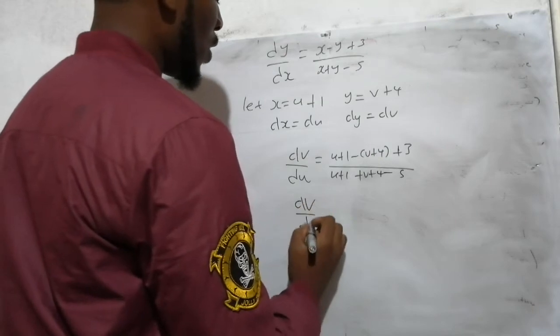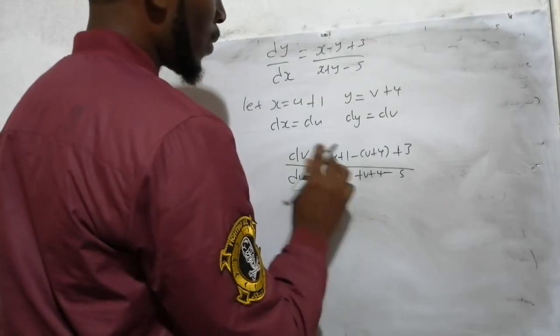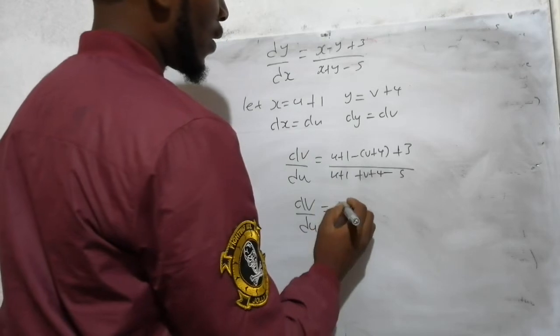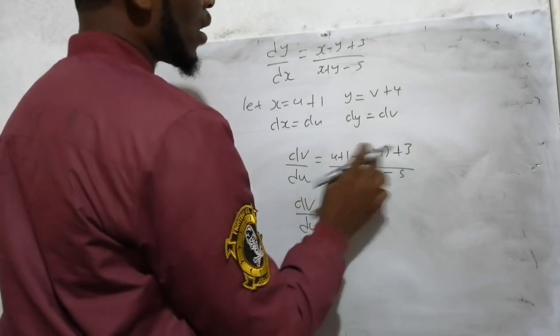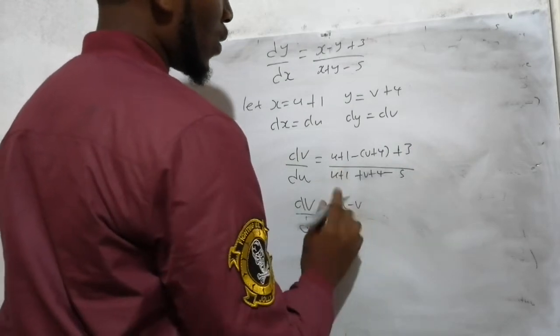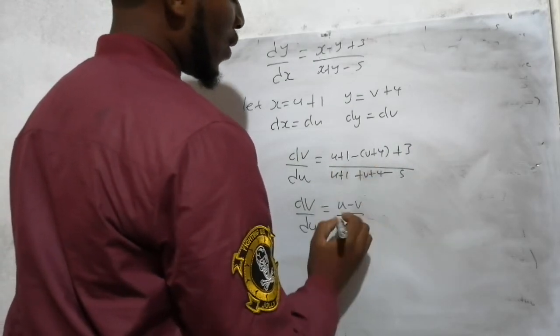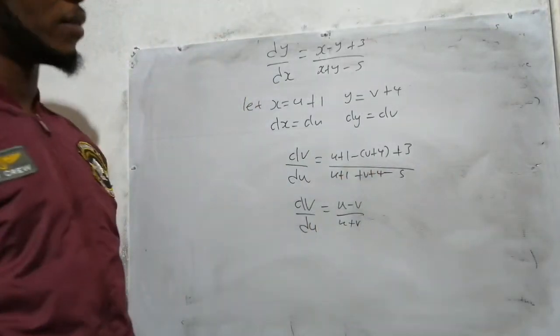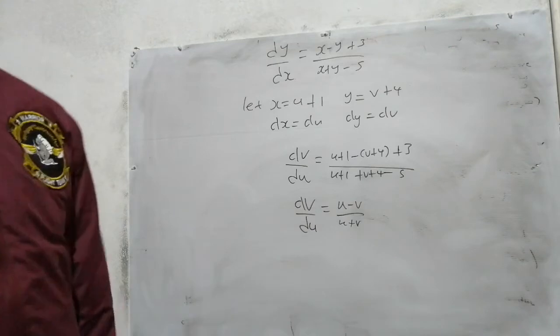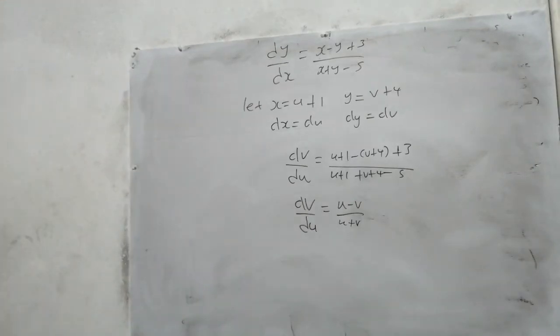dv equals to du, u minus v. So if you say 1 minus 4 plus 3, so that's negative 3 plus 3, which is 0. So here we have u plus v. 1 plus 4 minus 5, it's 0 again. So that's our equation now. It's a homogeneous equation. So now we can apply the techniques that we learned in homogeneous equations to solve this particular problem.